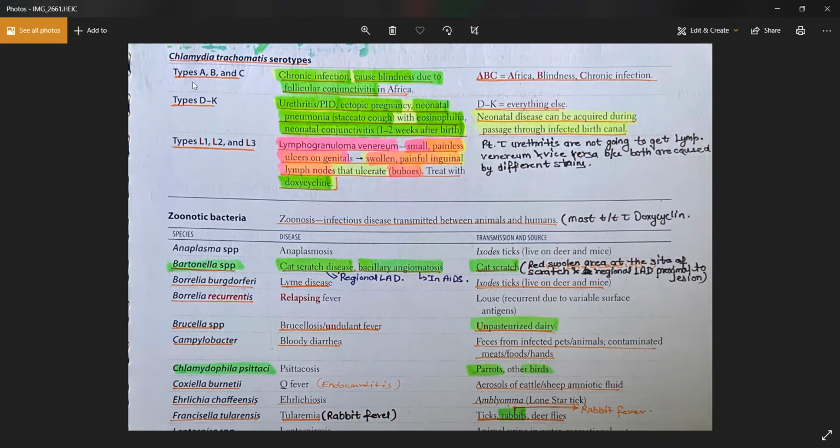So only in the African group. So it would be a patient who has a history of traveling to the African regions, or might be a history of a patient who is an immigrant from Africa. Okay, so you can suspect the ABC serotypes.